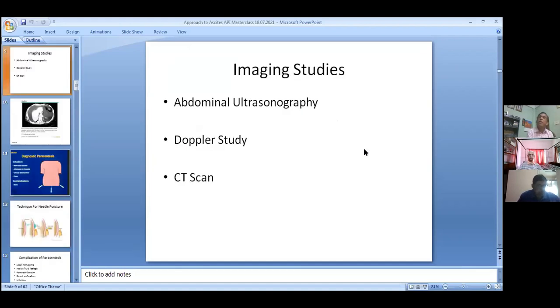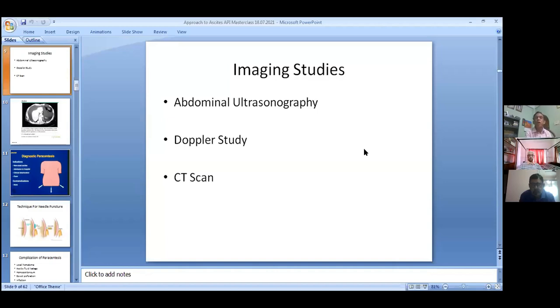Then the imaging. The most important and first step in the diagnosis and evaluation is abdominal ultrasonography, by which you can have an idea how significant the ascites is, whether it is a loculated ascites, and whether there is some finding suggestive of cirrhosis with portal hypertension. You can assess the portal vein diameter, and along with that, you should do the Doppler study also, to see whether there is any evidence of hepatic vein obstruction or IVC obstruction. So the most important step is abdominal ultrasonography.